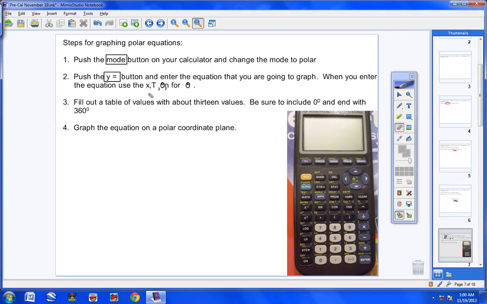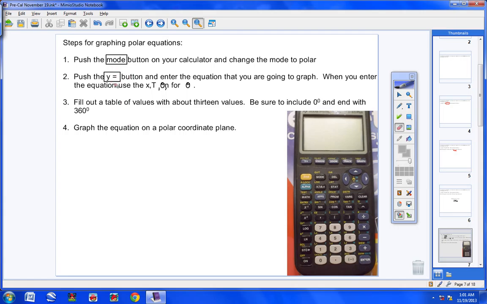Now when you enter the equation, you're going to use this button right here, the X, T, theta, N button for theta, and that button is right here. See it on your calculator. X, T, theta, N. Okay? That's the button you're going to use when you get to theta in your equation. Again, this may sound a little confusing. That's okay. When we start graphing these, I will explain what I mean. And then you're going to fill out a table of values with about 13 values on it, going from 0 to 360.